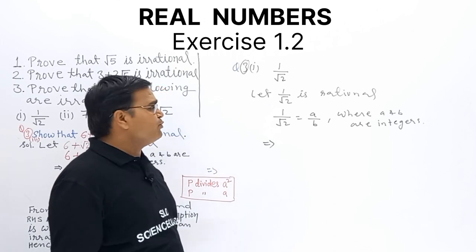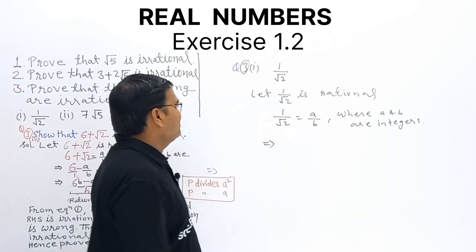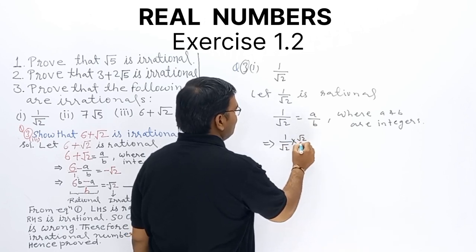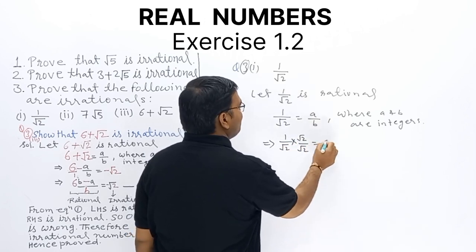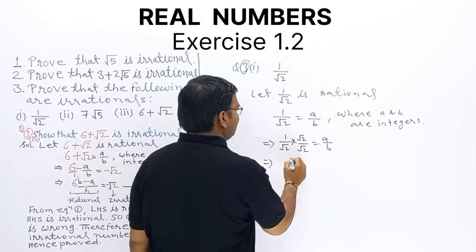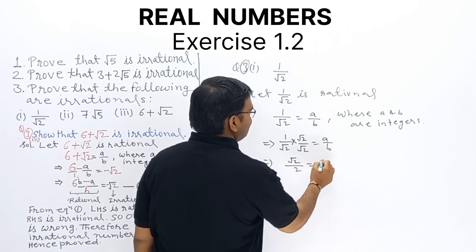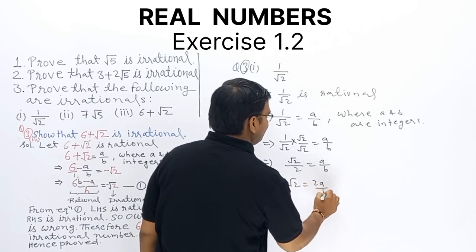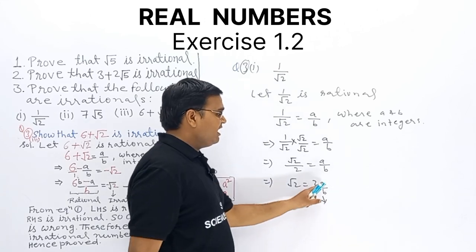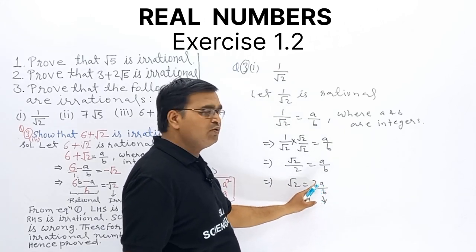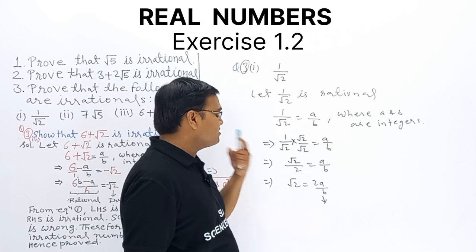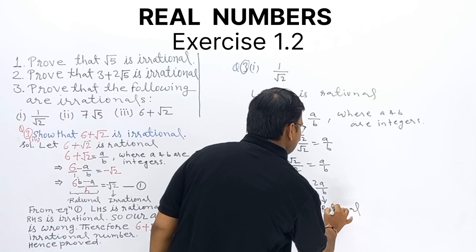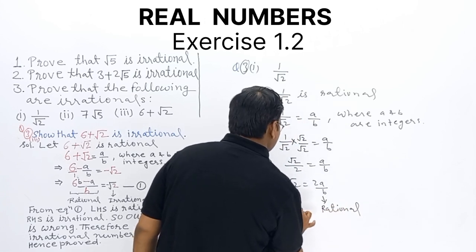But for solving this one, first we will rationalize it. How will we rationalize? 1 by root 2 will be multiplied and divided by root 2. This equals a upon b. Then this can be written as root 2 upon 2 equals a upon b. So this will be root 2 equals 2a upon b. Now a, b are integers. Integers into integers, ratio of integers, is rational, and this is irrational.